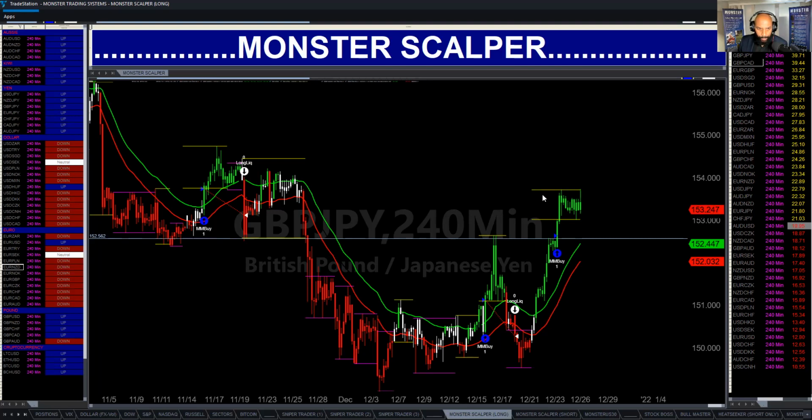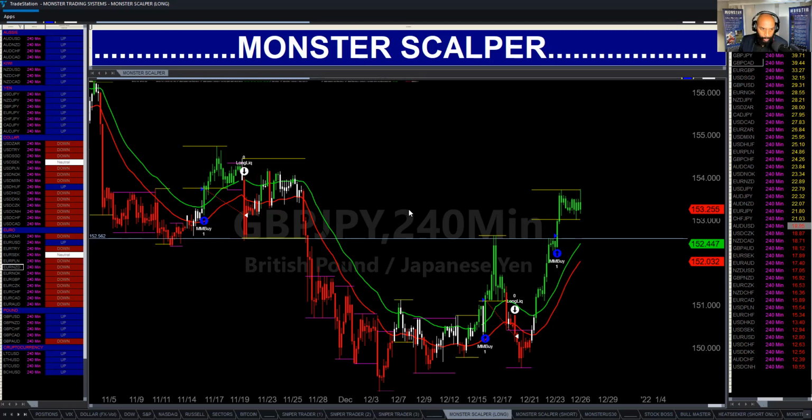Right now, pound yen is consolidating between support right here and resistance. It's holding all green candles. It's in the markup phase, so there's nothing to do. We've got a nice moving average holding the price nicely. If the price breaks, now follow me now, if the price breaks this resistance right here, you can add to your position.